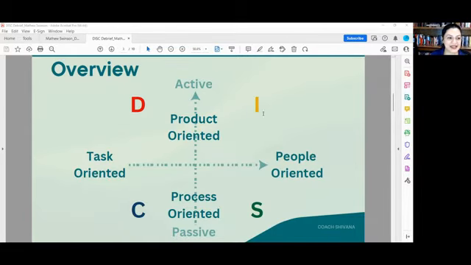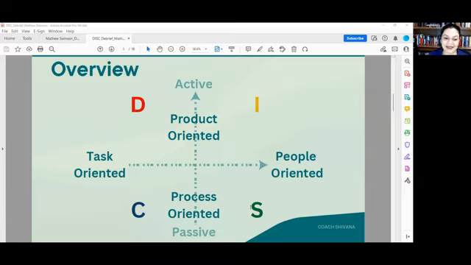Now we see that D and I are both on the upper half of this graph, and it's associated with what we refer to as the active style. So I is about the influencing personality types, and these personalities tend to be quite engaging socially. They're concerned with people. They love to be able to share their ideas and feel validated with being heard by others. Again, D and I are active type styles.